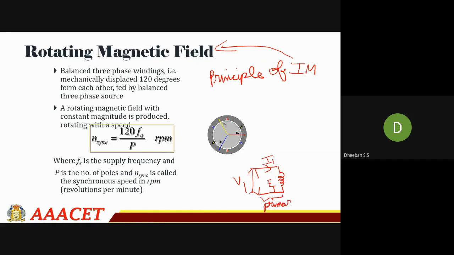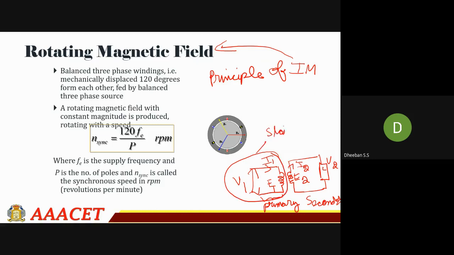Again, at the secondary side you'll be having E2, then I2, and after that you'll be having your load, which is nothing but your V2. So this is your secondary side. Similar to that, this primary side will be more or less similar to the stator of your induction motor, and this secondary side will be more or less similar to the rotor of your induction motor.